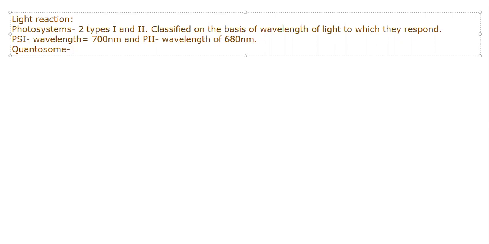A quantasome is basically a cluster of certain pigments in the membrane of the thylakoid. Quantasomes are described as particles in the thylakoid membrane carrying out photosynthesis. It carries out photosynthesis.